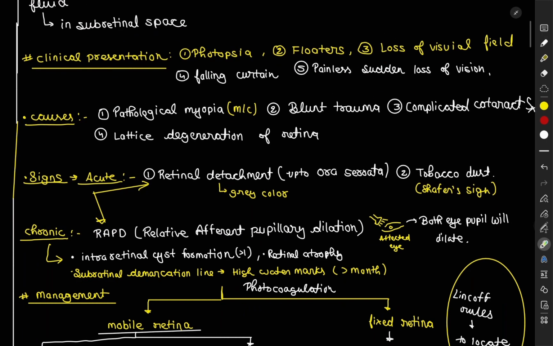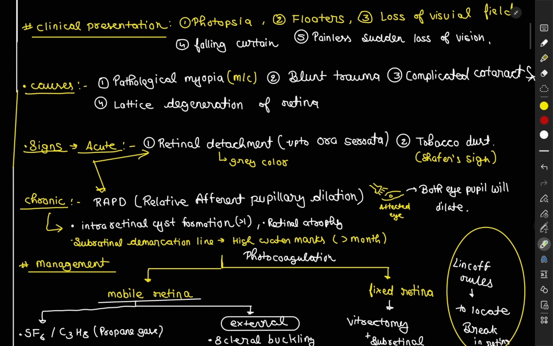How will the patient come to you in the OPD? He will complain of photopsia. Photopsia means the on and off phenomenon of light. He will say that light comes as sparks suddenly and goes out. It is due to stretching of the nerve fibers of the optic nerve. He will also complain of floaters because of the vitreous degeneration; there will be opacities which are seen as floaters. Obviously, there is loss of visual field because of the retinal detachment, a falling curtain, and painless loss of vision.